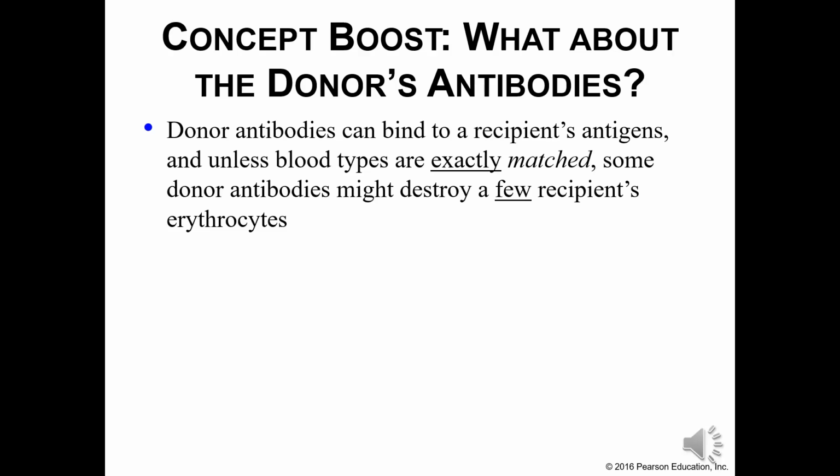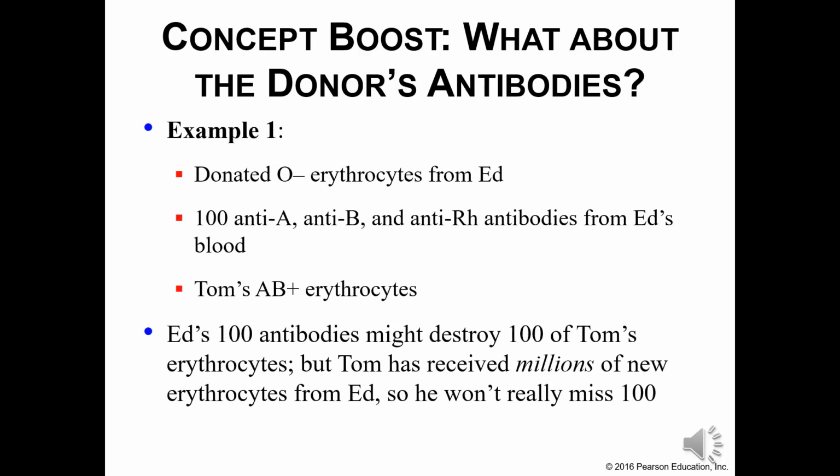So what about the donor's antibodies? Remember, donor antibodies can bind to recipient's antigens, and unless their blood types are exactly matched, some antibodies in the donor might destroy a few of the red blood cells in the recipient. So if you look at this example here, Ed's 100 antibodies might destroy 100 of Tom's red blood cells. But remember, Tom has received millions of new red blood cells from Ed, so he won't really miss 100 red blood cells.